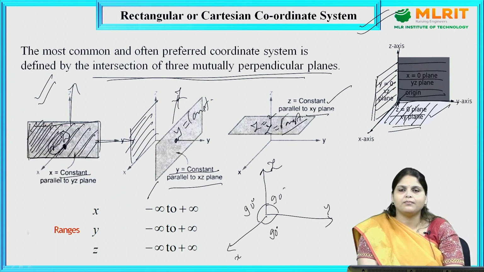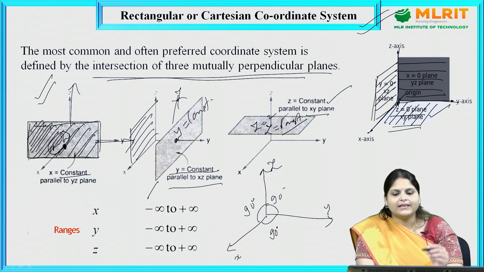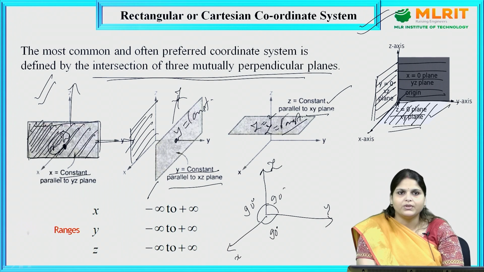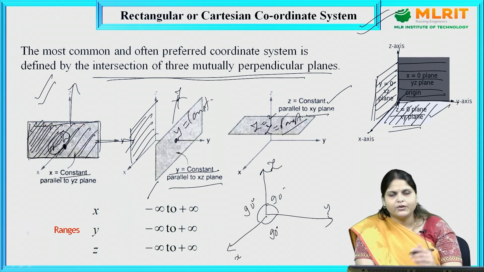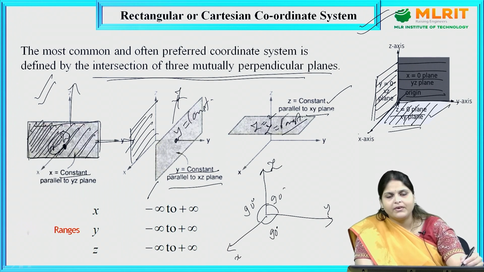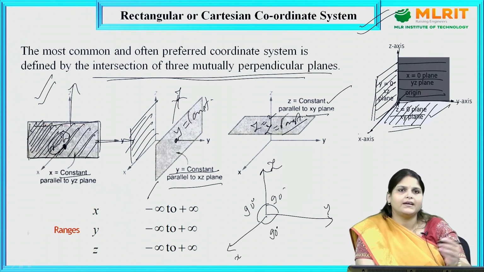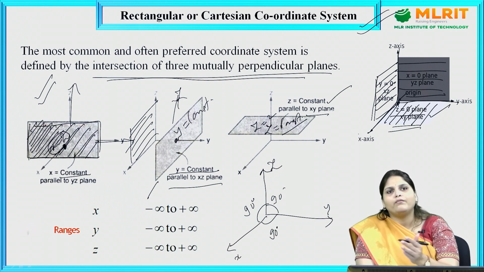y constant plane. So here we can clearly see that three planes are mutually perpendicular to each other. And if you talk about, as I am saying, that there would be variation in maybe x direction, y direction or z direction, what would be the range?